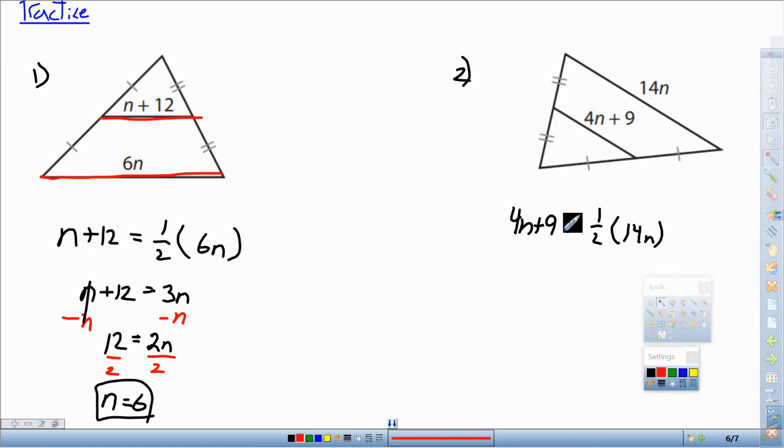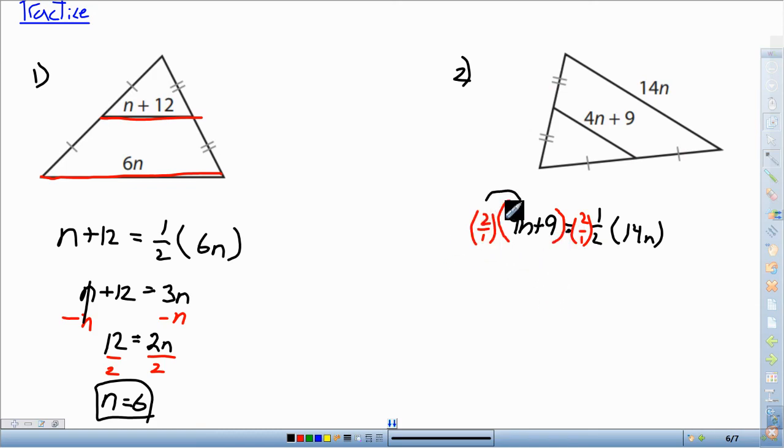So I'm going to do it differently. I'm going to get rid of the fraction by multiplying by 2/1. I also have to do that to the left-hand side. Here's a big thing. This 2/1 needs to be multiplied by the entire left-hand side, not just 4n, but all of 4n plus 9. The way I'm doing it right now is making this problem probably more difficult than it needs to be, but I just want to show you that it still works.